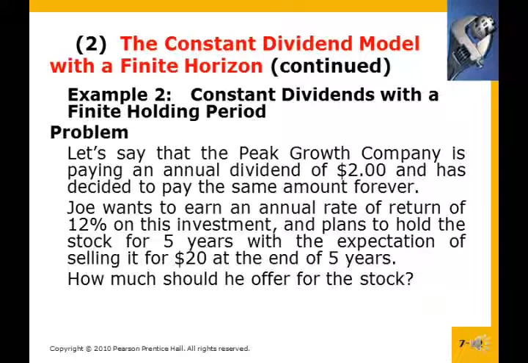Another example, let's say that the Grass company is paying an annual dividend of $2 and has decided to pay the same amount forever. Joe wants to earn an annual rate of return of 12% on this investment and plans to hold the stock for 5 years with the expectation of selling it for $20 at the end of 5 years. How much should he offer for the stock? Again, you have to read the problem very carefully.